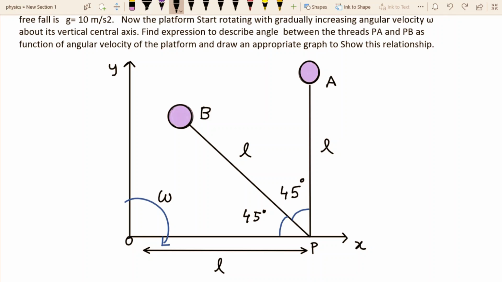Here we are dealing with this problem by attaching a frame of reference to the rotating platform, and I have taken the origin at the point where the axis of rotation is fixed. You can clearly see the point O is the point about which the entire platform is rotating with angular velocity omega. So this is the y-axis and this is the x-axis, and I am going to deal with the entire problem relative to these axes. Now let us start the free body diagram.